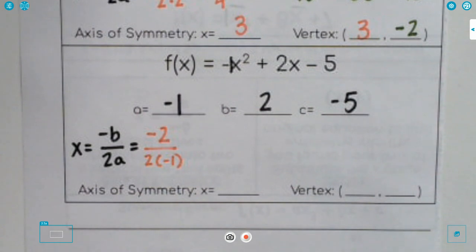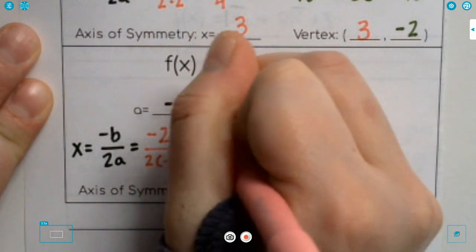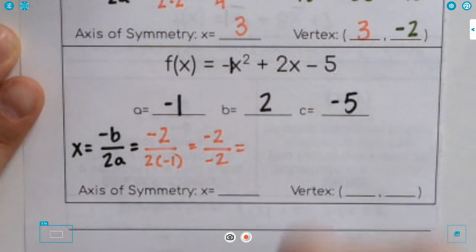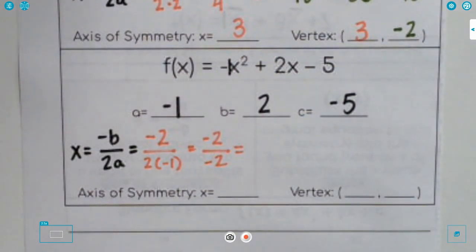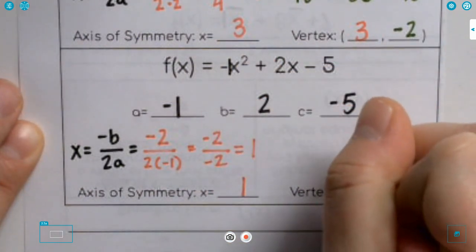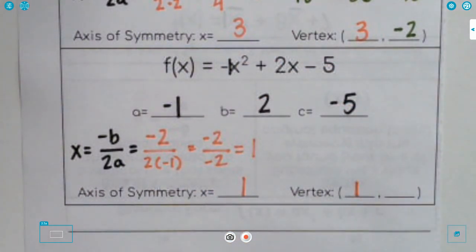And whenever I plug in a negative, I like to put it in parentheses. That's why I did that on that one. I didn't do it on the other ones. It's just easier than writing a times sign and a negative sign. So I've got negative 2 on top. And then 2 times negative 1 is negative 2 on bottom. And negative 2 divided by negative 2 is positive 1. So that is my x, and that's the x of my vertex.